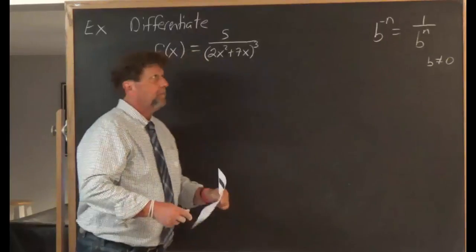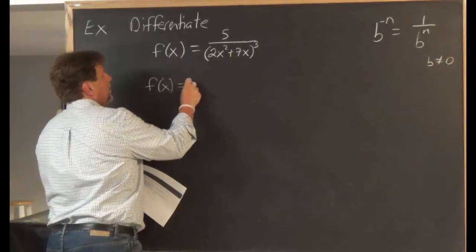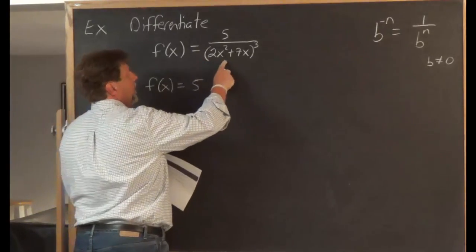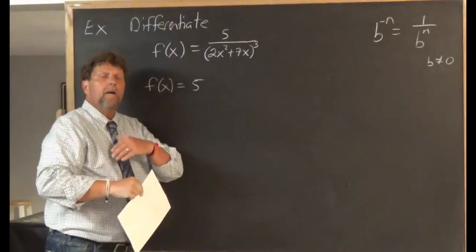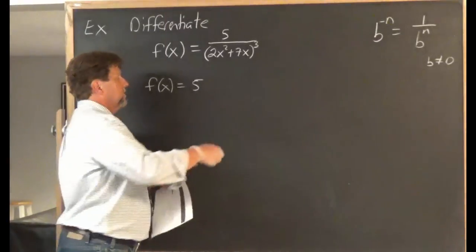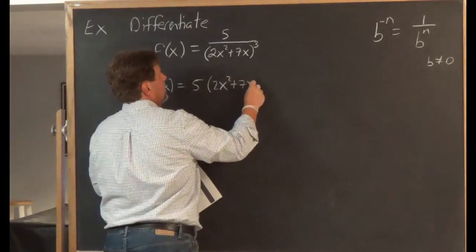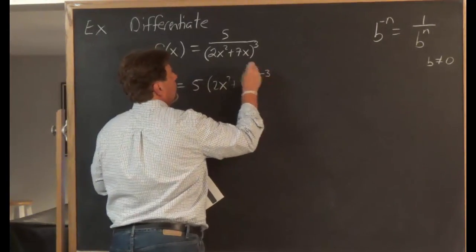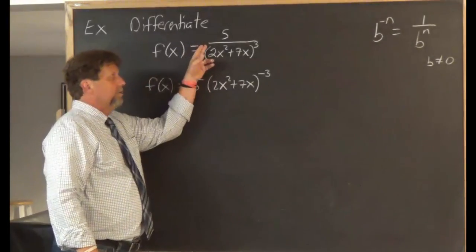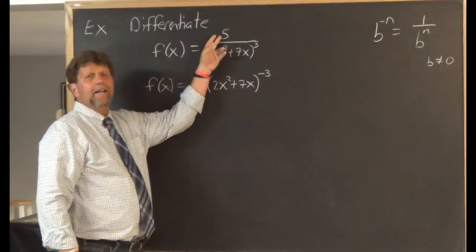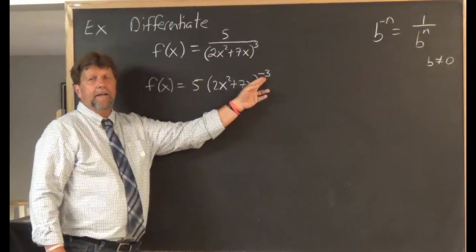Notice on this example, that's exactly what I'm going to do. I'm going to take the 2x squared plus 7x to the third power, which is in the denominator, and rewrite it with a negative exponent. So my first step here is algebra. It's taking the rational function that had a constant in the numerator and rewriting it with a negative exponent.